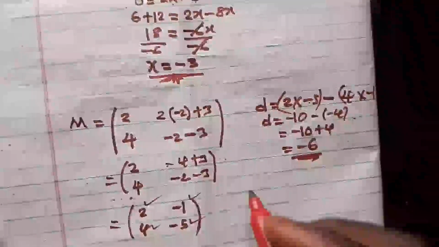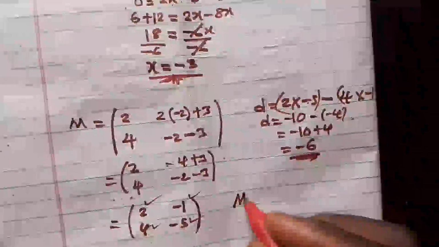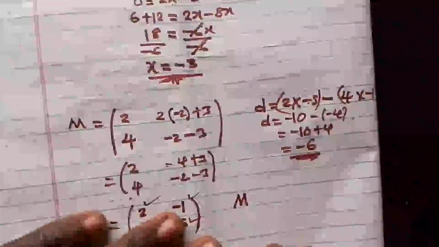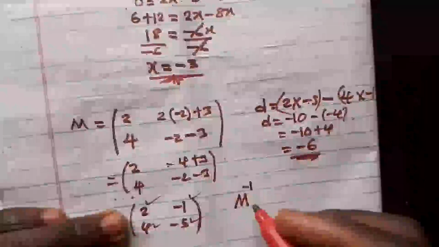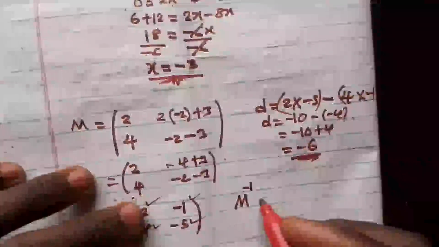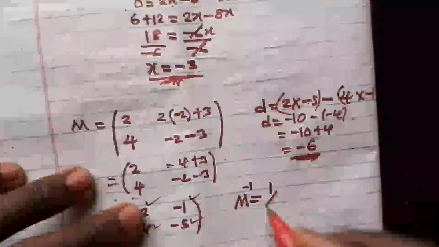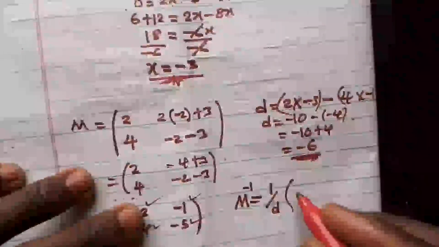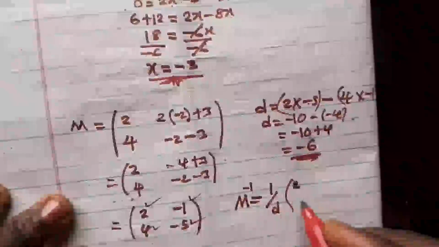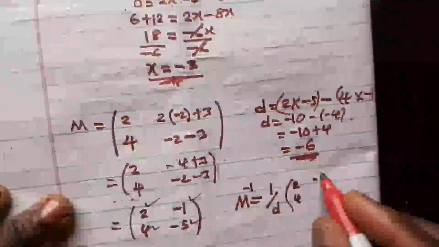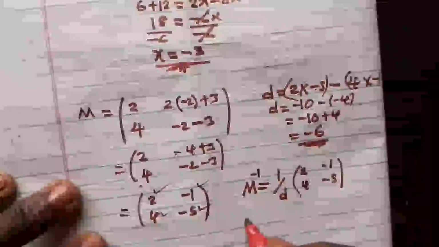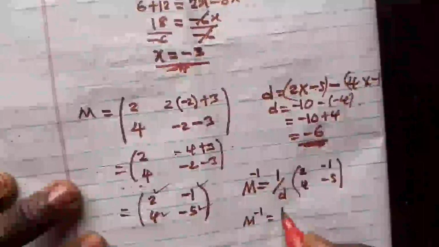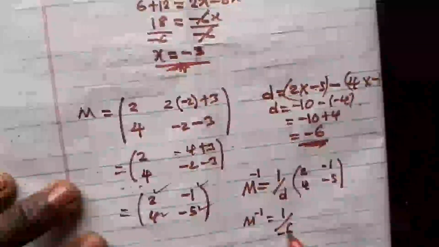Now we are finding the inverse. As for inverse, it is denoted by any matrix to the power negative 1. Okay, so here I'm saying any matrix to the power negative 1 is equal to 1 over determinant. Then you open the bracket, then you put the numbers inside the matrix, like this. So now what is our determinant here? Negative 6. So I'm going to say negative 6 here.